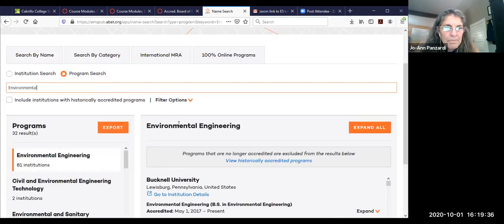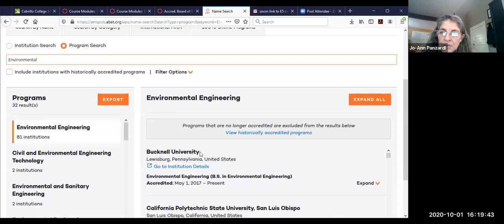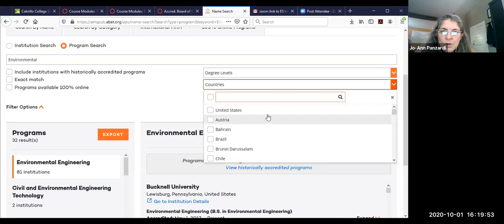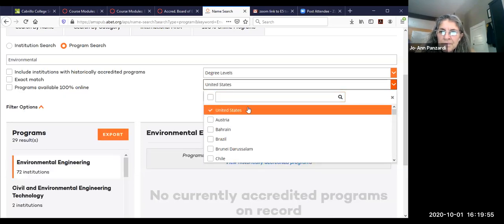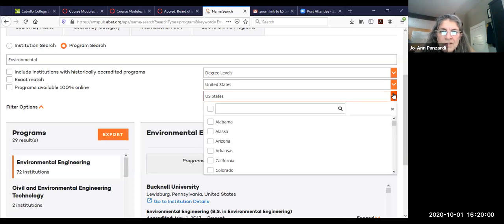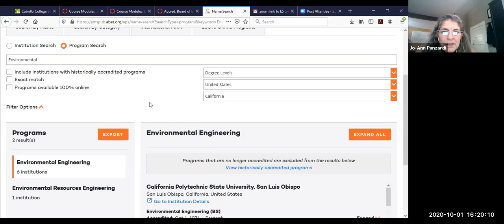And it pops up. Notice I'm starting to see Bucknell, which is a cool university in Pennsylvania. But I'm going to put some filters in here. Let's say that you want to stay in the United States, and you want to stay, let's say, in California. So what I did is I put in the environmental engineering degree. I also put in California.